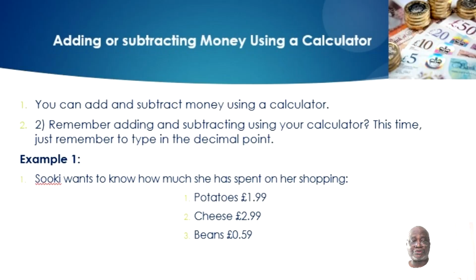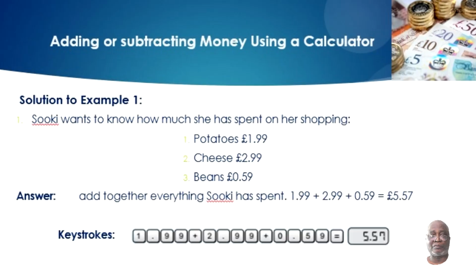Now, Suri wants to know how much she has spent on her shopping. That is example 1. Potato, £1.99, cheese, £2.99, beans, 59p, or no pounds and 59p. Solution. You need to use your calculator.